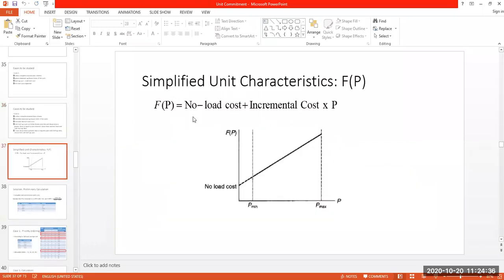So these are the characteristics for the units. We are again considering a straight line approximation for the cost. To start with, we have some no load cost, and then from the minimum value of P, that is the output, up to the maximum value of P, the fuel cost is simply a linear function. So you can say y equals mx plus c. This is the slope m, this is your x, and c is the no load cost.